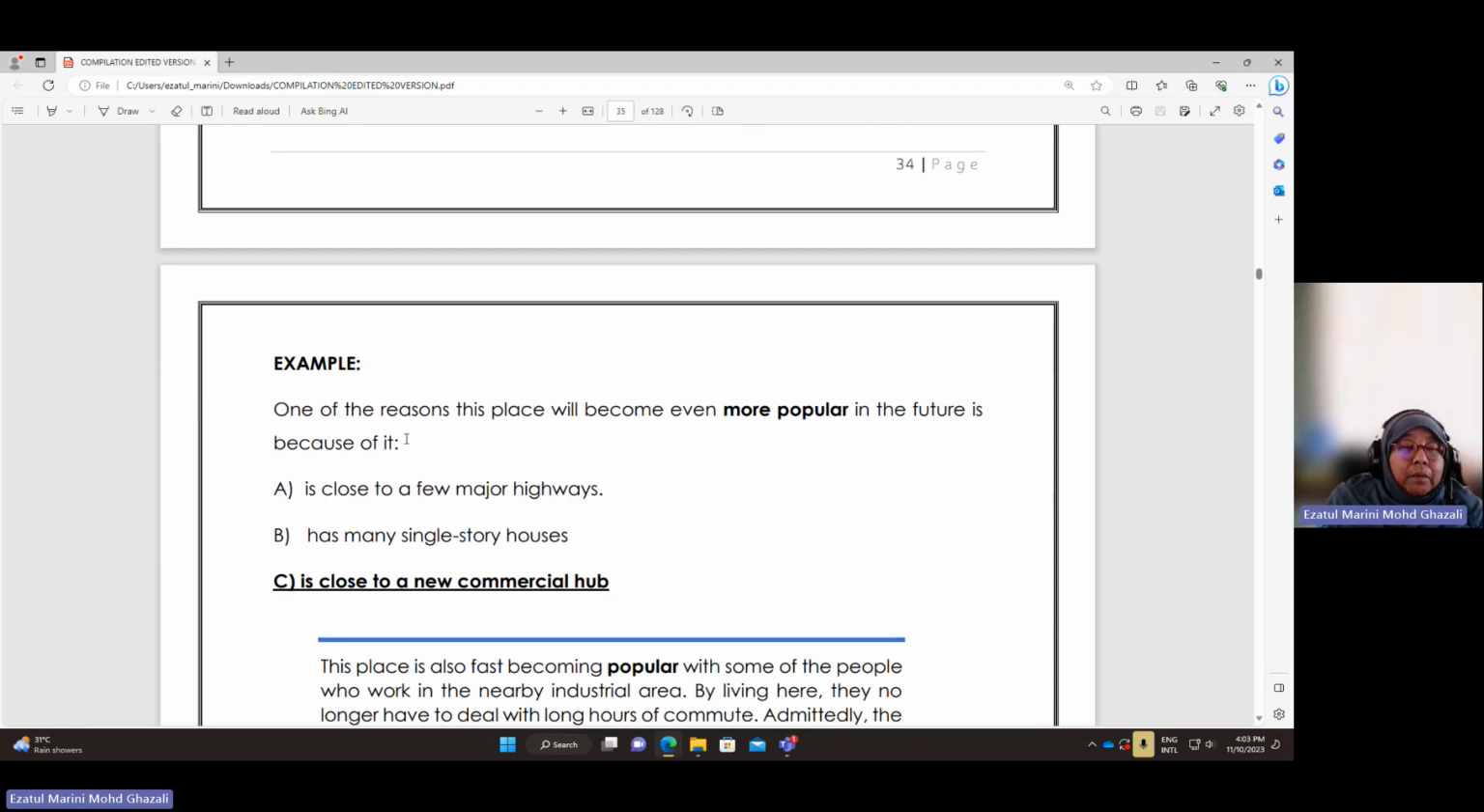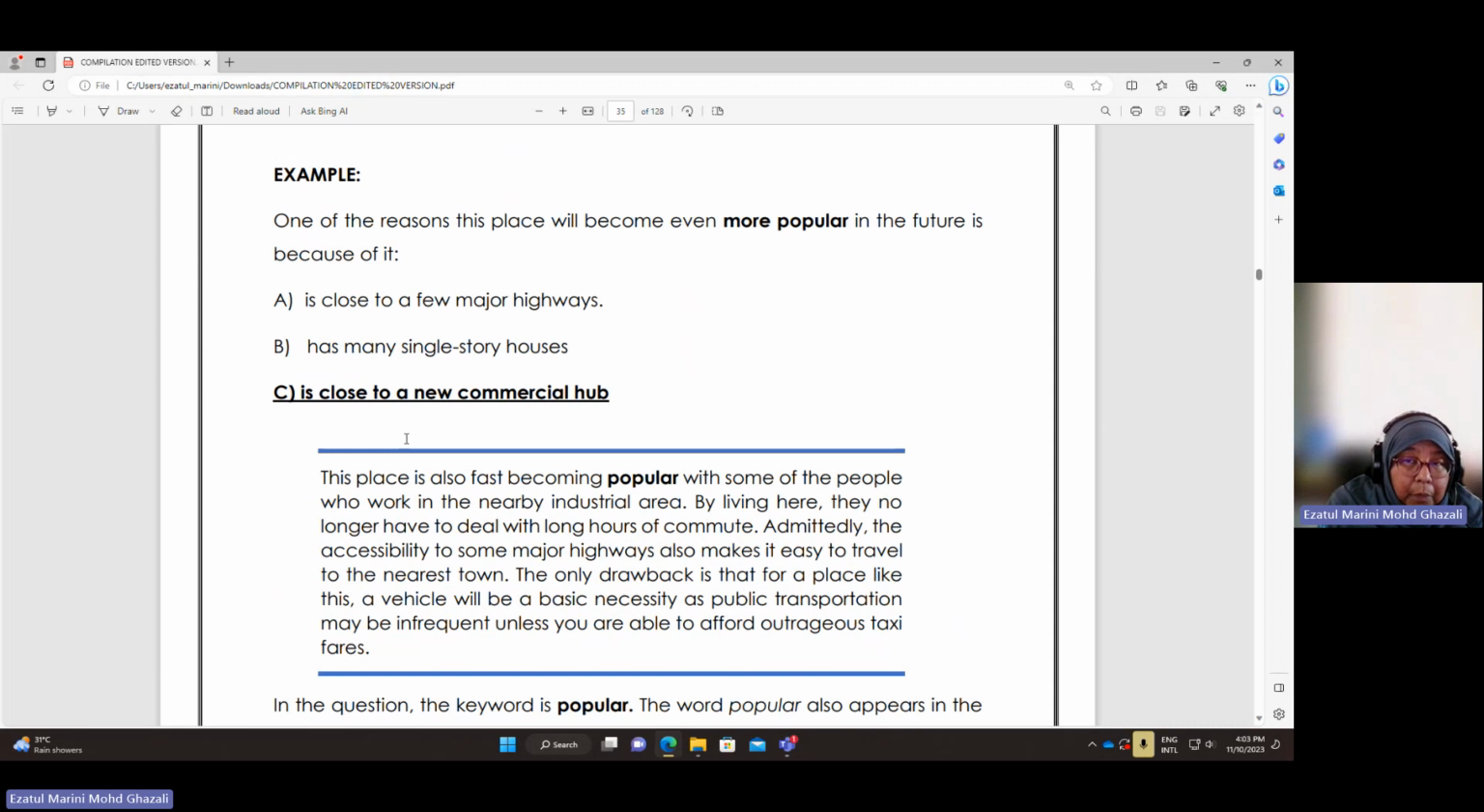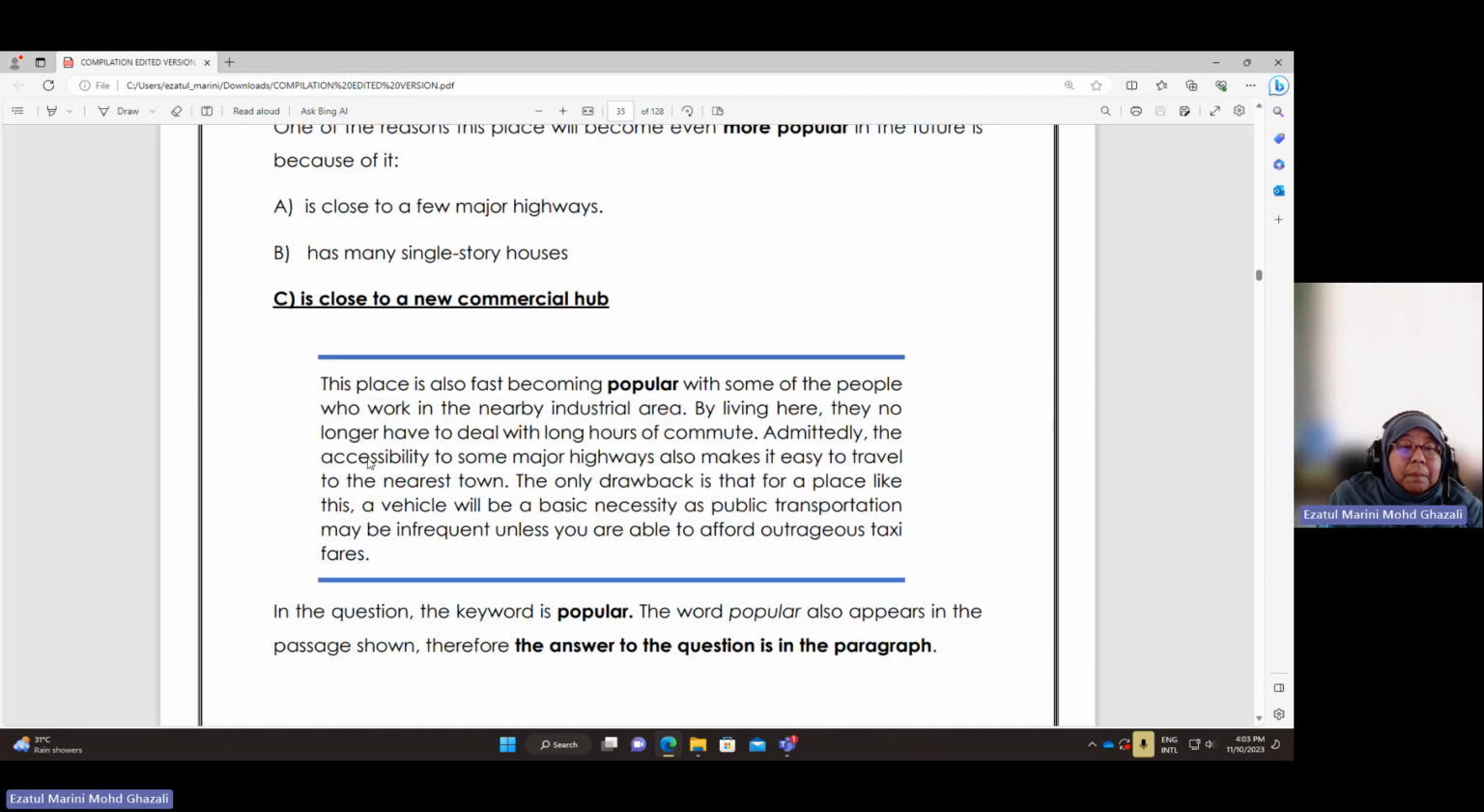Okay, for example, one of the reasons this place will become even more popular in the future is because it A, is close to a few major highways, B, has many single-story houses, C, is close to a new commercial hub. Okay, the keyword is more popular. So that is the text. This place is also fast becoming popular with some of the people who work in the nearby industrial area. By living here, they no longer have to deal with long hours to commute. Admittedly, the accessibility to some major highways also makes it easy to travel to the nearest town.